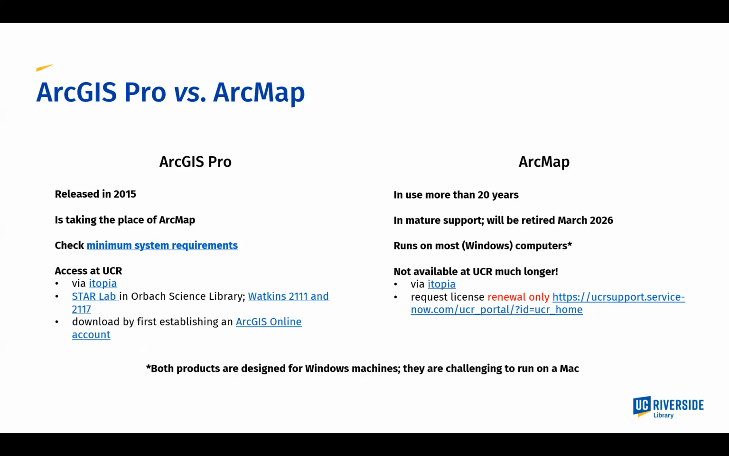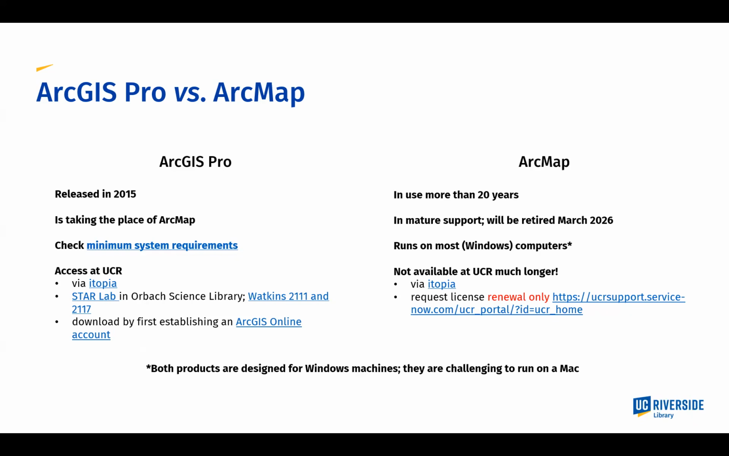If you want to install it on your own machine at UCR, you don't have to go through ITS. All you have to do really is first create an ArcGIS Online account, and then there's a way, once you're in an ArcGIS Online account, to navigate to where you can download an installer for ArcGIS Pro.